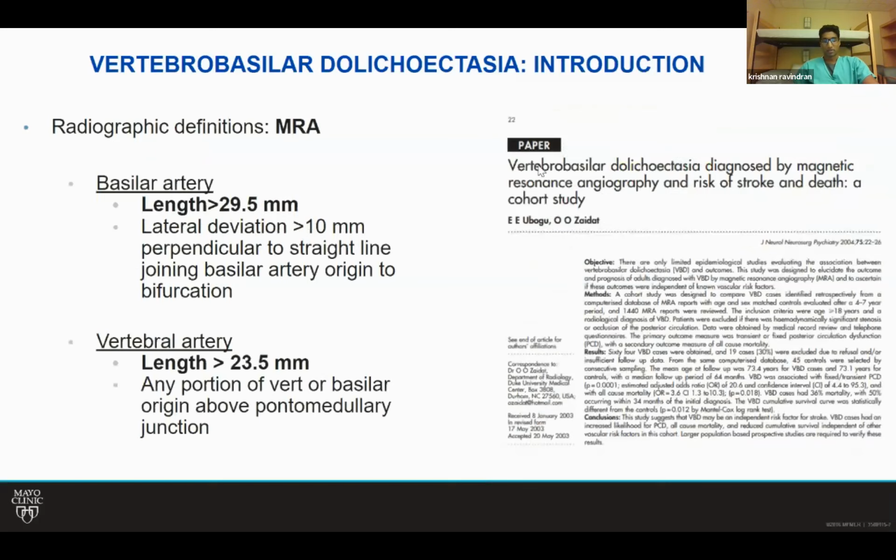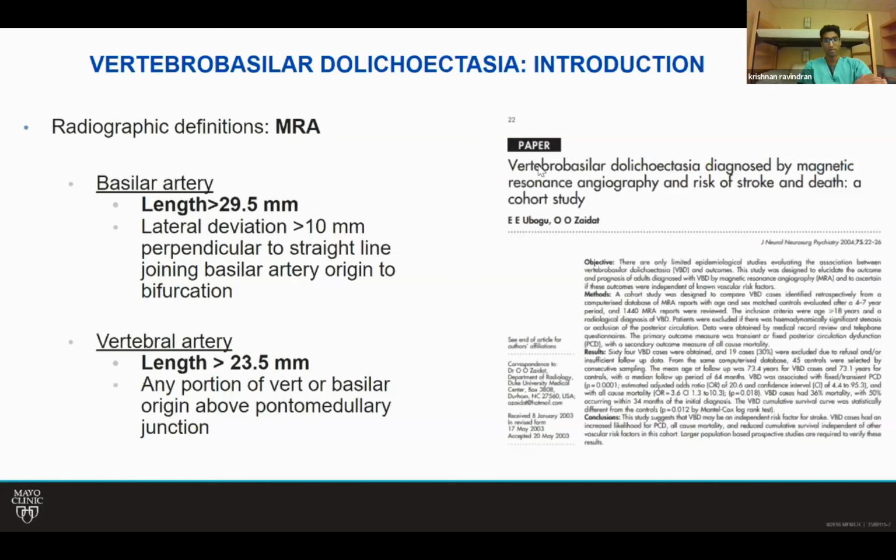In a subsequent paper by Dr. Zaidat, approximately 15 or 17 years after in JNNP, they actually used MRA to describe some further radiological characteristics and see how well these correlated to Dr. Smoker's original criteria. In their series based on MR, they defined basilar ectasia as vessel diameter greater than 3 centimeters with a lateral deviation greater than 1 centimeter. And that was, if you drew an imaginary line going straight up from the bifurcation, anything perpendicular or any deviation from this basically was defined as dolichoectatic for the basilar.